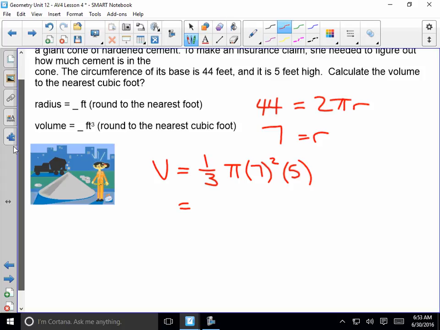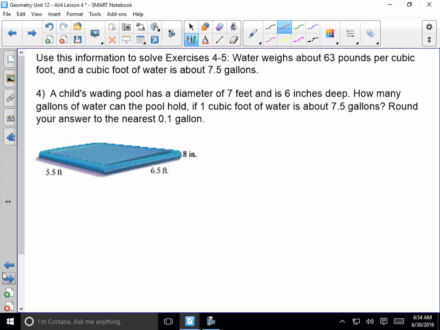And we get a volume rounded to the nearest cubic foot. I'll put the decimal value in first so you can check your answer: 256.56. Rounding that to the nearest foot, 257 cubic feet. So 257 cubic feet of concrete is how much drained out of this truck. Okay, last piece that we have here.